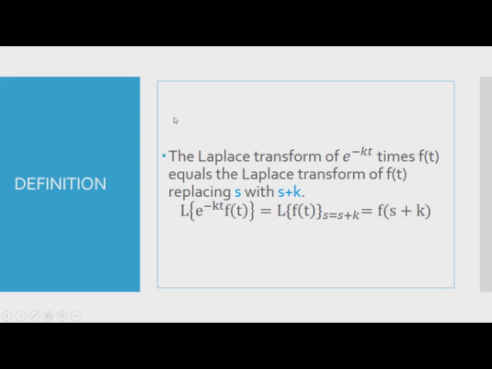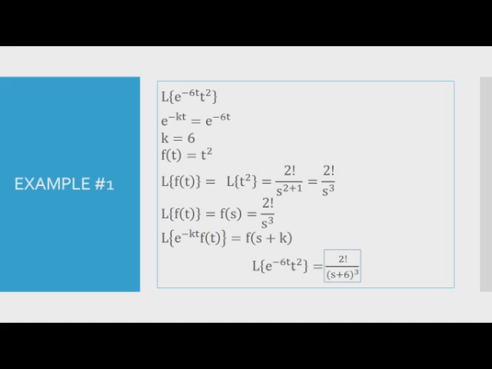First is the definition. The definition is the Laplace transform of e raised to negative kt times a function of t is equal to the Laplace transform of f of t, replacing s with s plus k. So the Laplace transform of e raised to negative kt times a function of t is equal to F of s plus k.